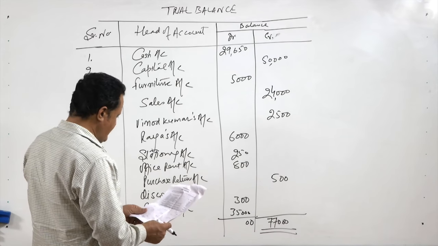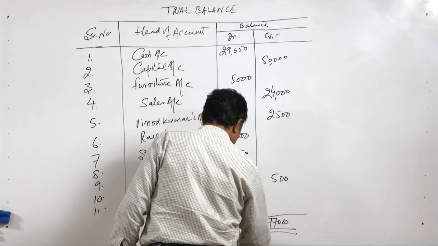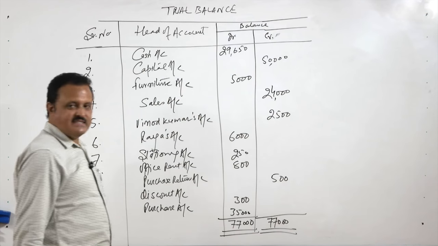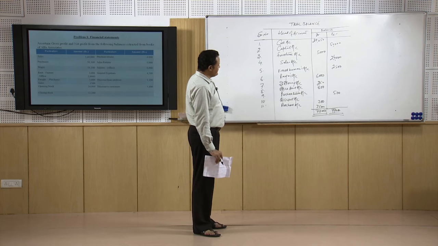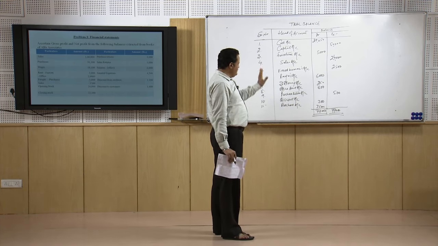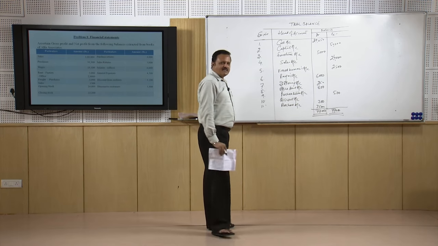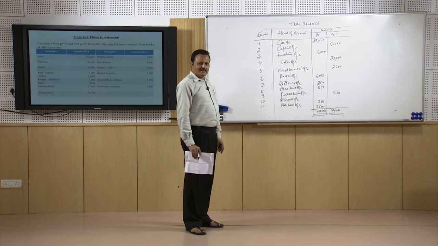Then we have this account. So the total of this side is 77,000. So both the sides are equal. So you can say that whatever transactions were recorded in the journal and posted in the ledger are arithmetically correct. There is no mistake in this, and whatever we have done is correctly done here. So it means this statement is a proof of the arithmetical accuracy of transactions recorded in the journal and posted in the ledger.